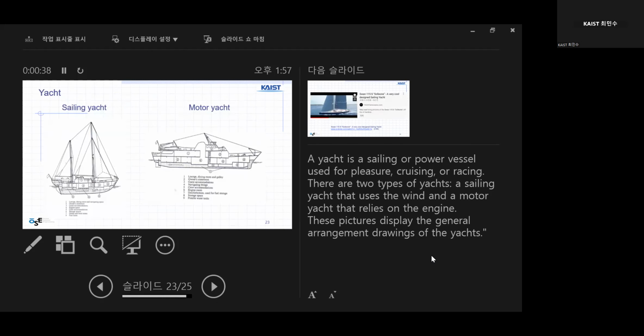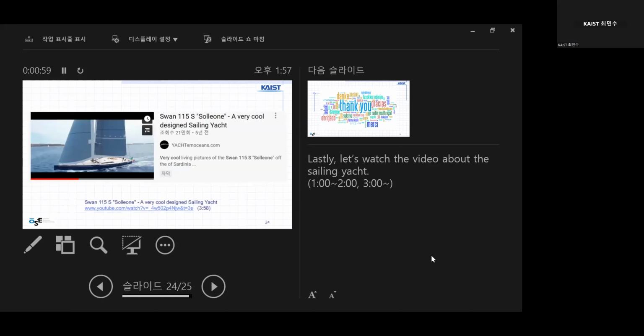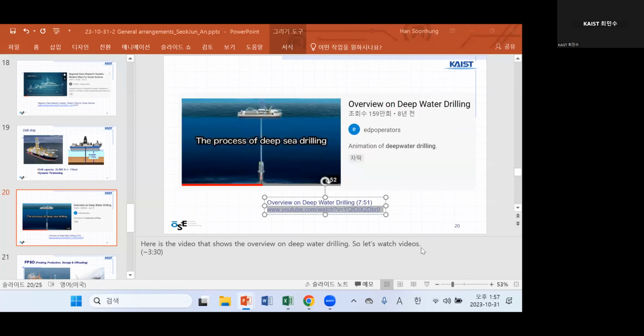So this is the last. A yacht is a sailing or power vessel used for pleasure, cruising or racing. There are 2 types of yachts. A sailing yacht uses the wind, and a motor yacht relies on the engine. This picture displays the general arrangement drawings of yachts. Let's see the video shortly about the sailing yachts.